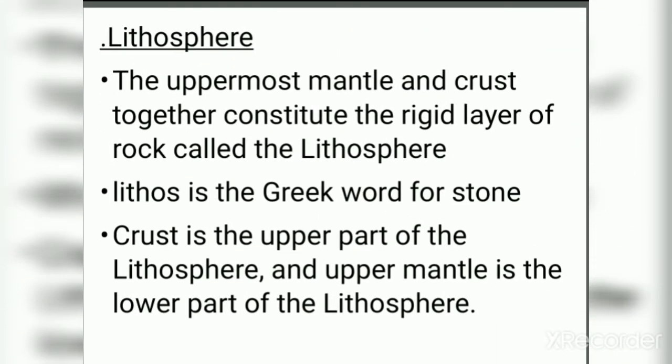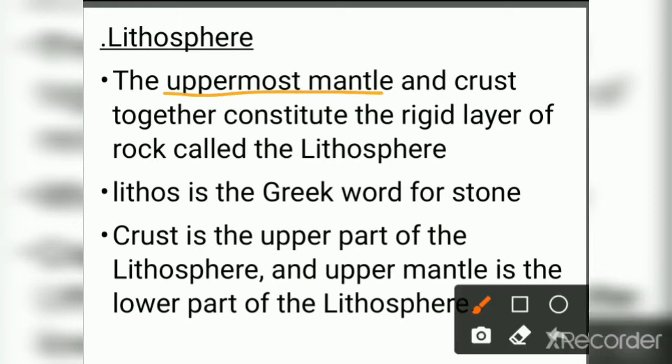First one, the lithosphere. The uppermost mantle and the crust together constitute the rigid layer of rock called lithosphere. So it's a rocky layer. Lithos is the Greek word for stone. The crust is the upper part of the lithosphere and the upper mantle is the lower part of the lithosphere. So lithosphere is the combination of uppermost mantle and crust.